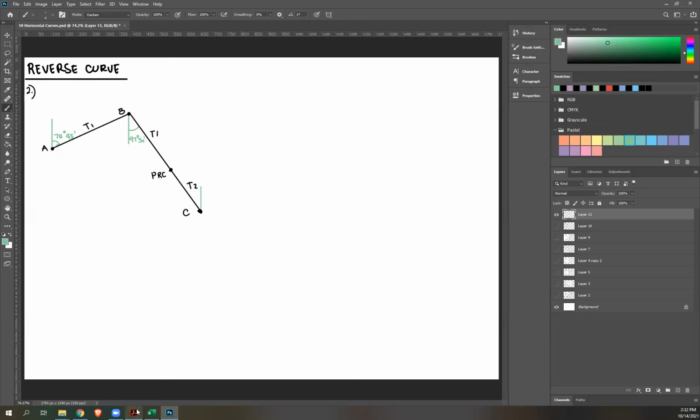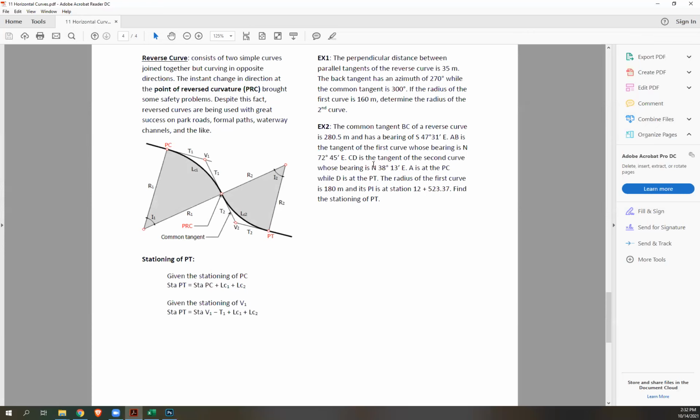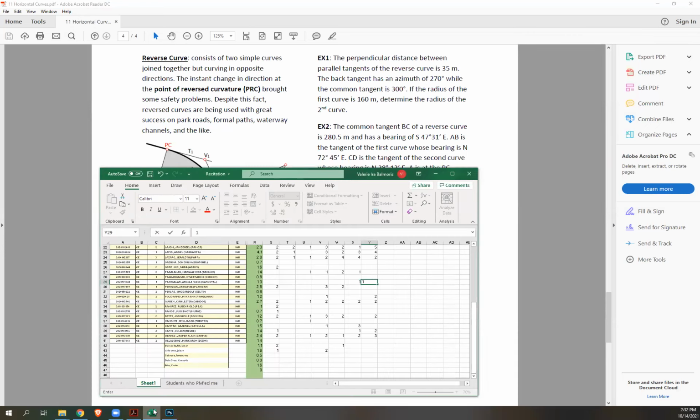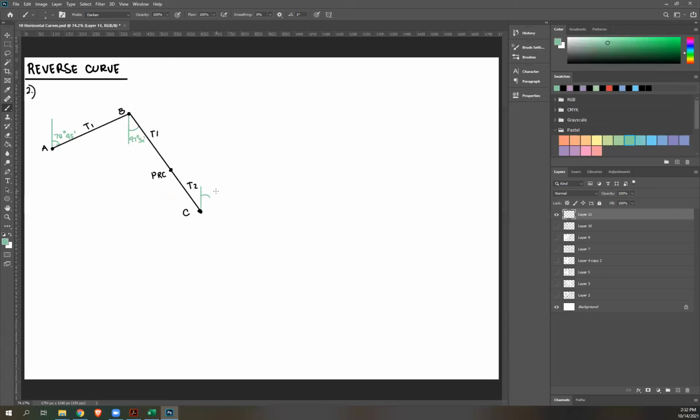So C to D was given as 38°13', like that. Once again, measure out or draw out that line, 38°13'. Then estimate roughly the same length on the other side. So this is T2, and this is also T2. And this is your point B, which is the same as the end of your curve.